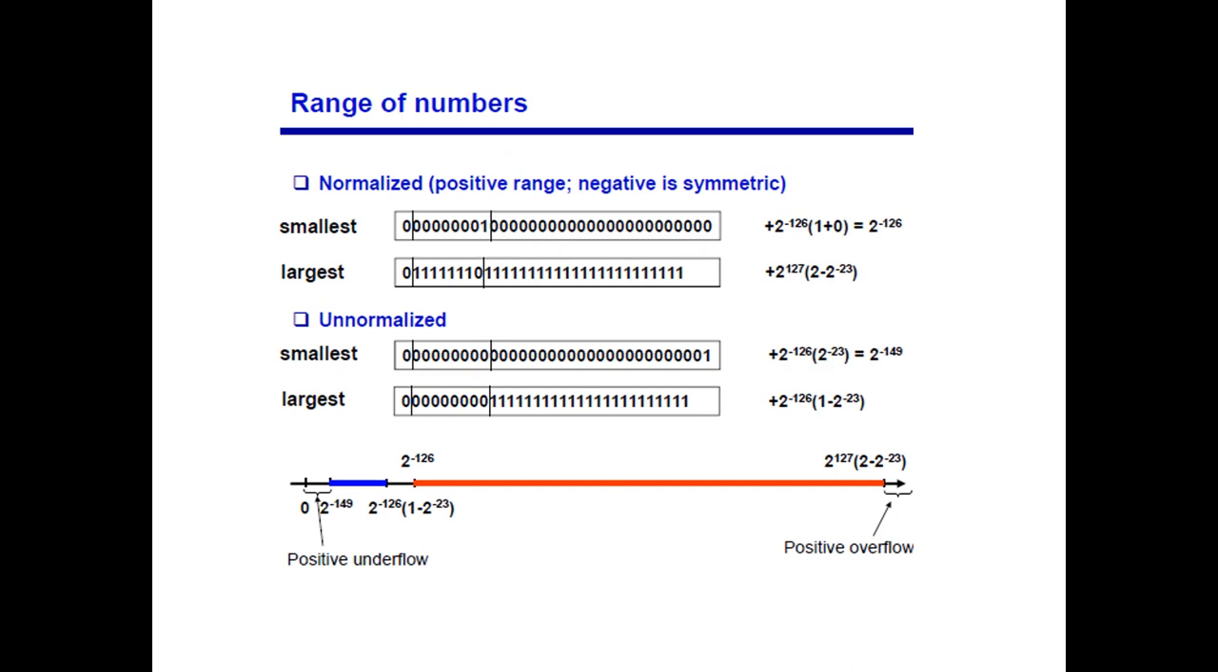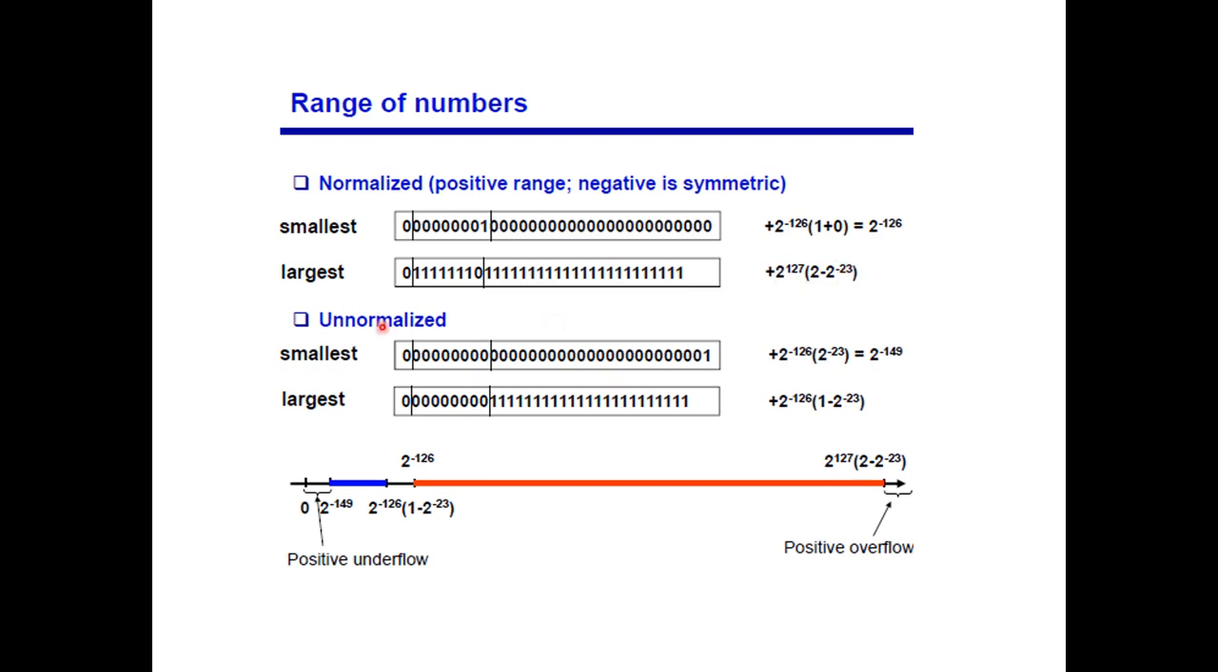Now the range of numbers for single precision, in the normalized range, is a positive range, and the negative will be the symmetric range. The smallest number which can be represented is 2 to the power minus 126. If it is less than that, you need to go to the denormalized numbers. For the largest number, the exponent could be all ones except the last digit as one. This is the largest exponent, and this is the largest significand. So the value of this number will be 2^127 × (2 − 2^-23), almost 2 to the power 128, but a little less than that.